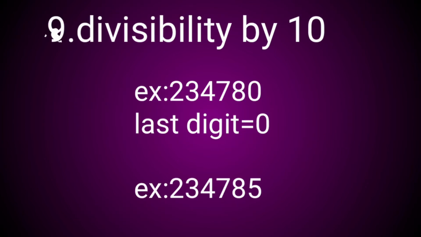The next rule, divisibility by 10. A number is divisible by 10 only when its unit digit is 0. Let us take one example. 234780. The last digit equals 0. So the number is divisible by 10. Another example, 234785. The last digit is 5, so it is not divisible by 10. So the entire number is not divisible by 10.